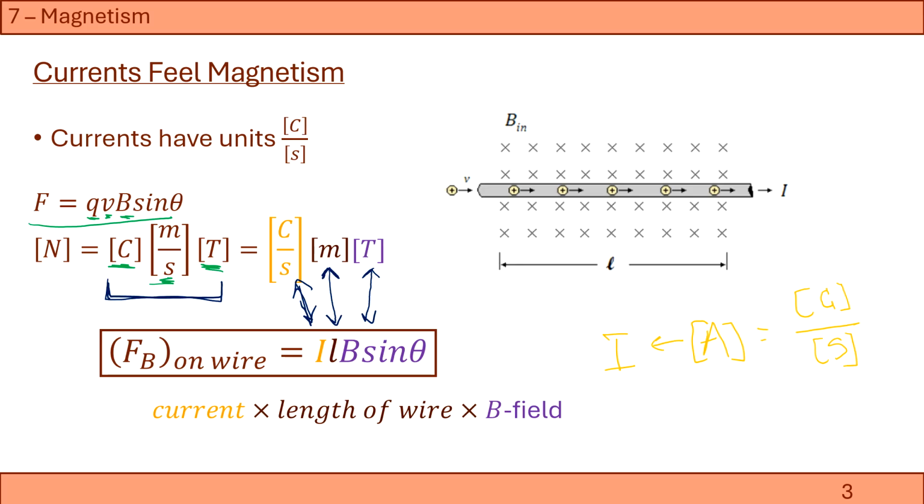And so the force on a wire equation is ILB sine theta, and the units match up with this force equation, the original one we had for a single moving charge. So the force on a wire is dependent on its length and the current going through the wire. If you run the electrons really fast, that's going to increase the strength of the force on the wire. Or if you increase the size of the wire, then essentially you're just going to have more moving charges on that wire to experience a magnetic force.